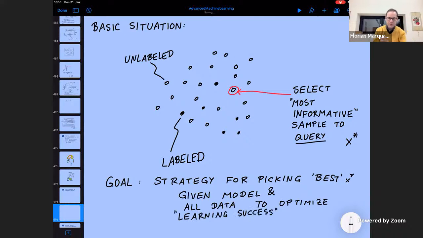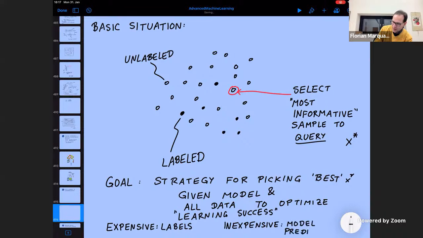But what is very important in this scenario is to understand what we consider expensive and what we don't consider expensive. What is expensive is to get the labels. Getting the labels is expensive, but it's not expensive to get the predictions of your model. You can easily run the model, or at least so the thinking goes in this scenario, on many of the unlabeled samples in order to figure out whether it's very certain about its prediction, for example. So that's important. If you change anything here, then of course you will also end up with different strategies.